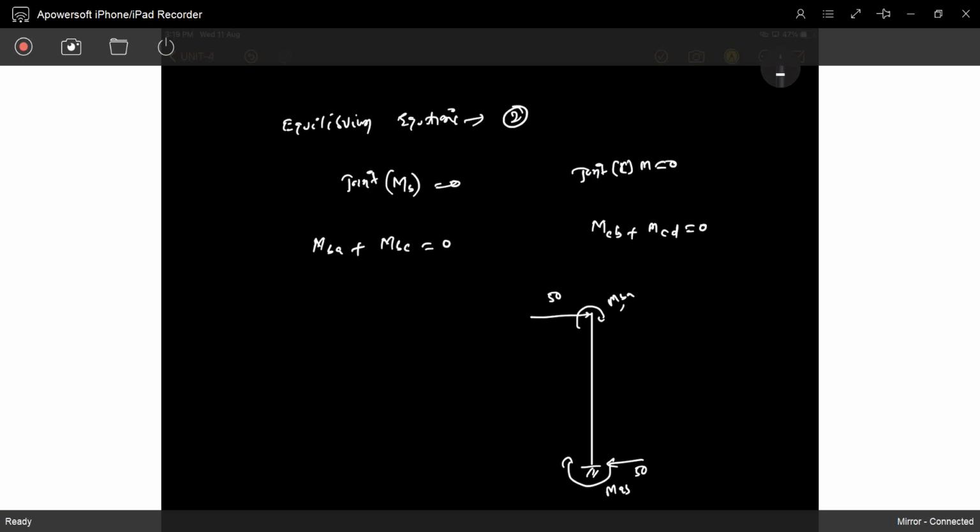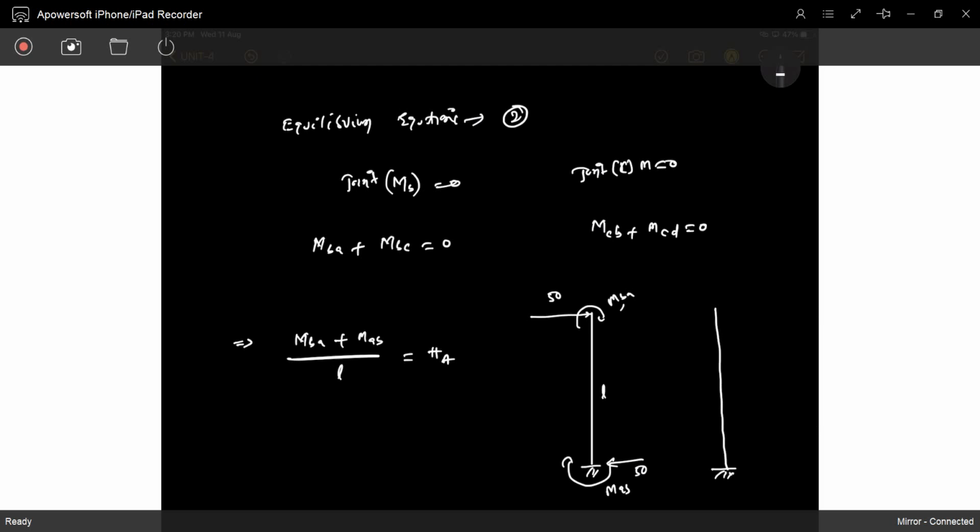So what is the joint equilibrium equation? Write down the equation. Can you write it down? MBA plus MAB divided by length is equal to the horizontal force at A. Horizontal force at A. Are you understood? Same thing, you see it.